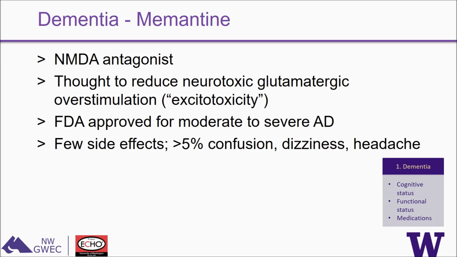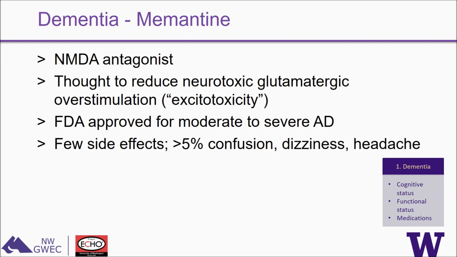And I also want to bring up Memantine real quick. This is an NMDA antagonist thought to reduce neurotoxic glutamatergic overstimulation or excitotoxicity. So it works quite differently from the cholinesterase inhibitors, but I feel clinically it looks very similar in terms of outcomes and cognitive symptoms.